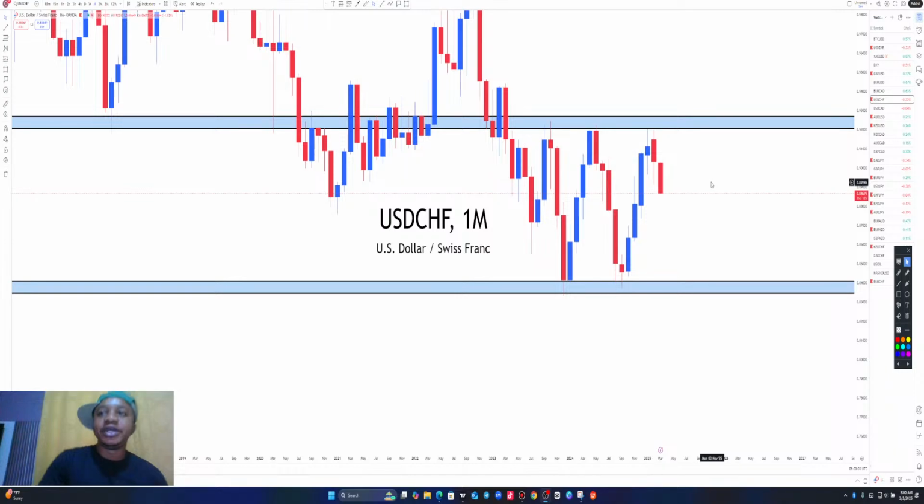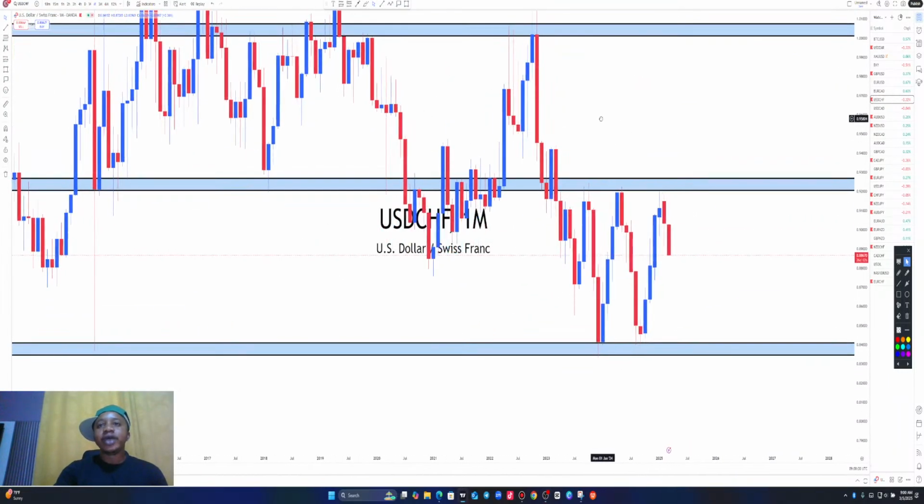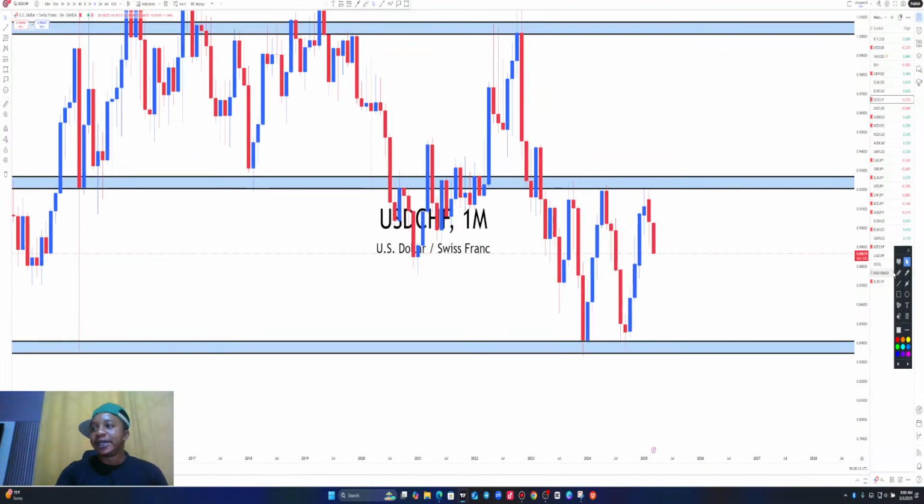All right, so let's finish up with the USD CHF, and then from there we move to other pairs as usual. Let's begin from the monthly time frame again. So you have the monthly upper zone, the mid-range zone, and then the lower zone over here as well.